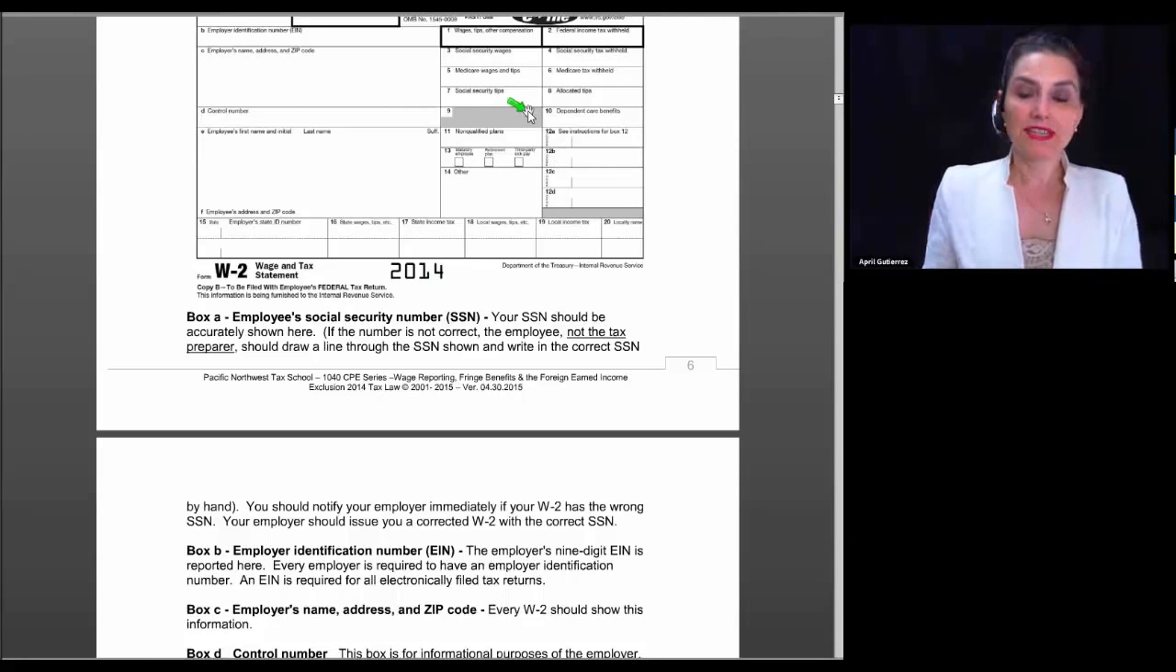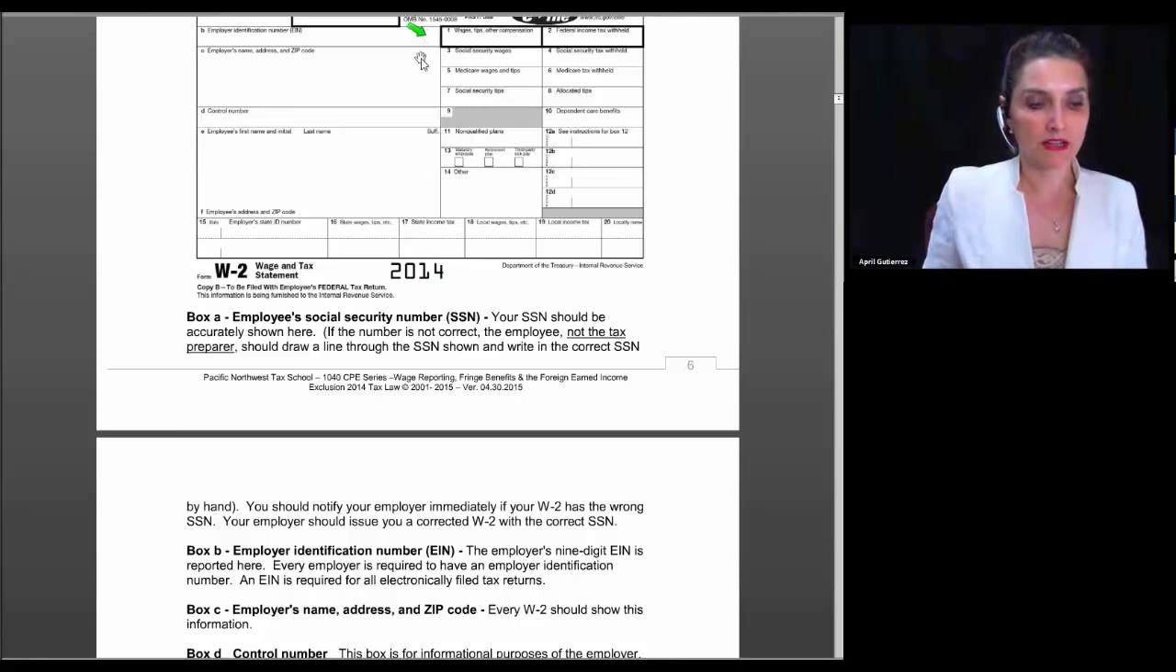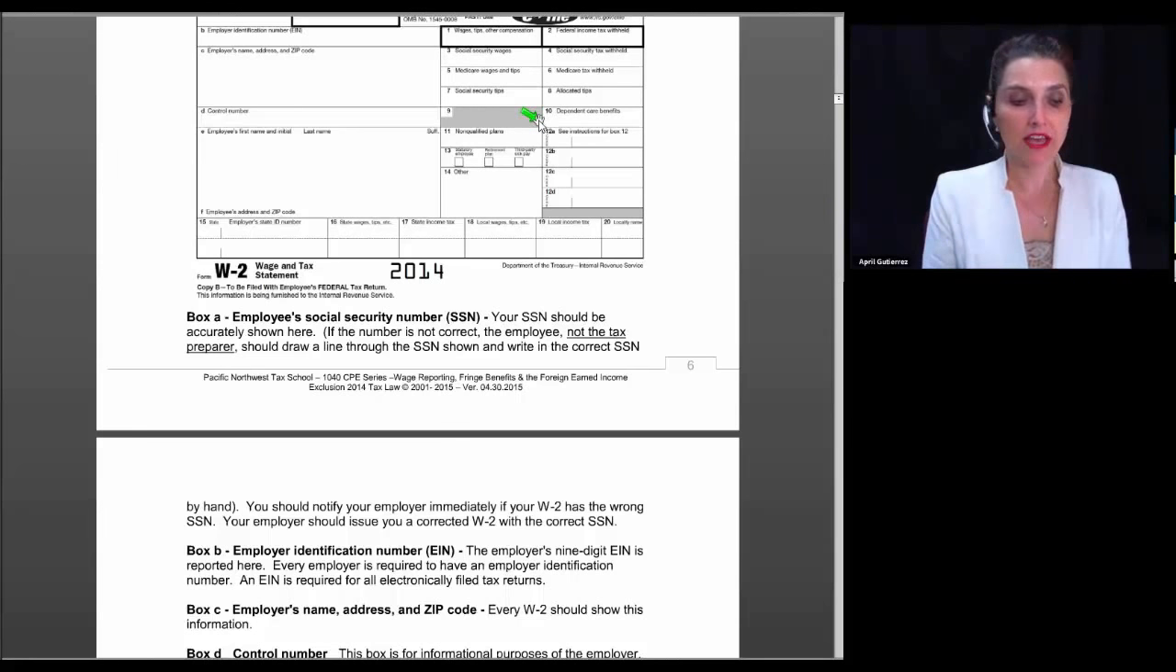Then we move on to box 10. Box 10 is where we show dependent care benefits. And dependent care benefits allow an employee to reduce their salary by up to $5,000 a year. The good thing about dependent care benefits is that it can offset not only income tax, but also Social Security and Medicare tax. It is a salary reduction amount, and as long as they spend the amount in box 10 on qualifying child care for a qualifying child, then there is a tax benefit to them.